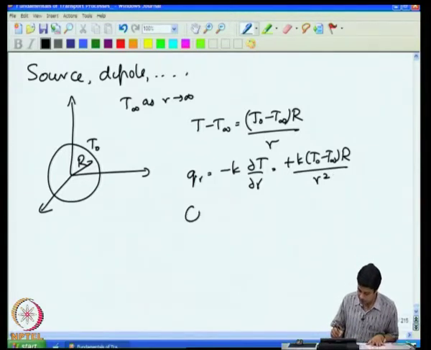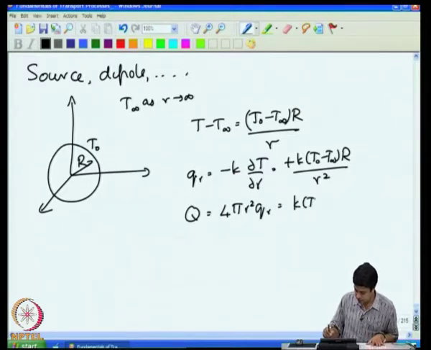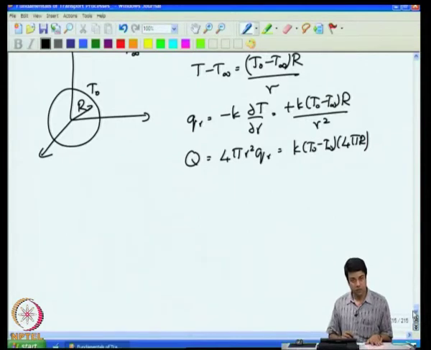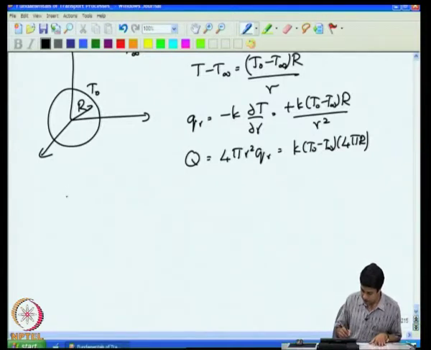The total heat coming out of the surface was equal to the surface area, 4 pi r square, times q r, which is k into T naught minus T infinity into 4 pi r. Now, if I express the temperature field in terms of the total heat coming out, rather than the temperature at the surface and far away, then the temperature field is of the form T minus T infinity is equal to q by 4 pi k r.